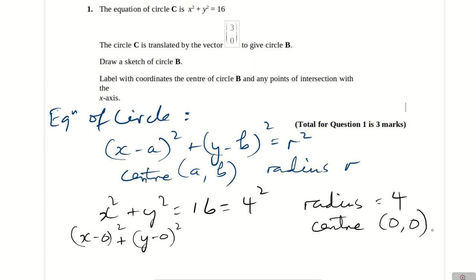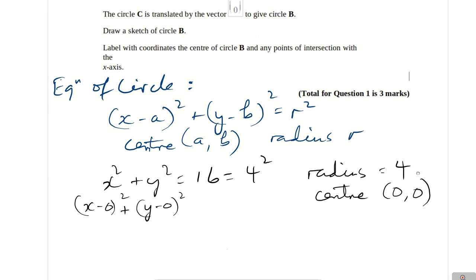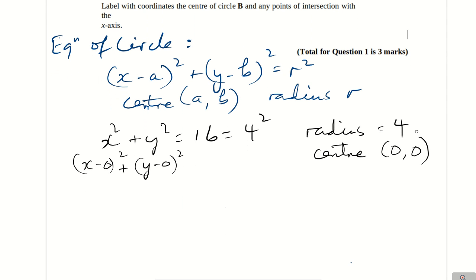So we're looking at a circle with the centre on the origin of the coordinate axes and with a radius of 4. So it should be fairly straightforward to draw this. And this is circle C, remember. We're going to have to translate it in a minute to find what circle B looks like. But before I do that, it might be easier to draw a sketch of the circle. So it's a circle. I'll try and do it as much as I can like a circle.